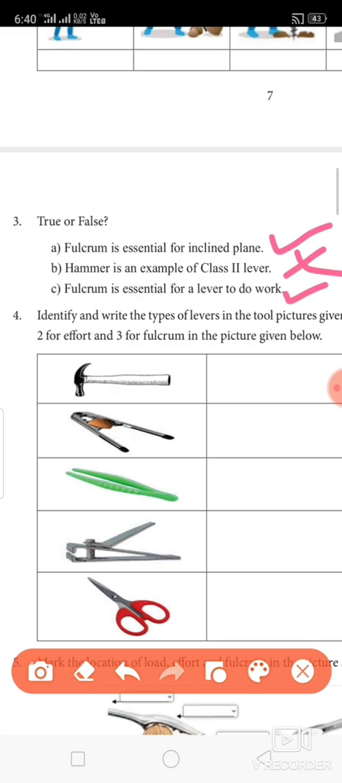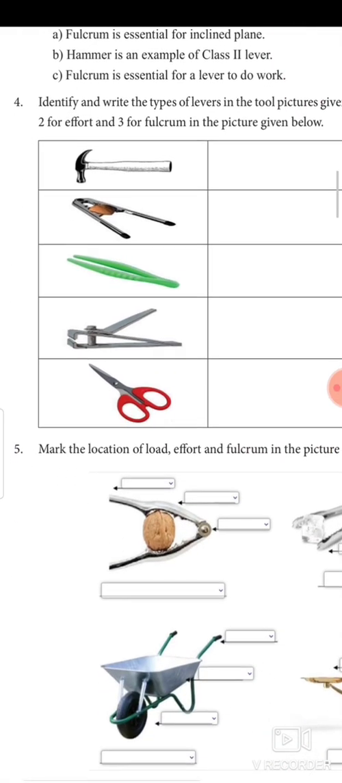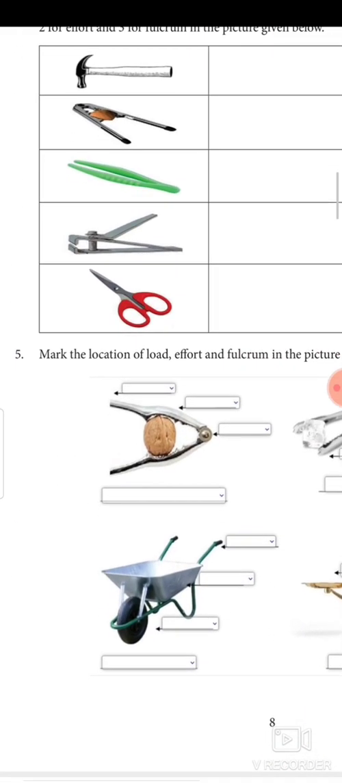Next, the fourth question. In the fourth question, the first diagram represents type 1 lever. Second diagram represents type 2 lever. And the third diagram represents type 3 lever. The fourth one also type 3 lever. And the fifth one is type 1 lever. Okay. Next, they want us to mark where is effort, where is load, where is fulcrum, and also its type.